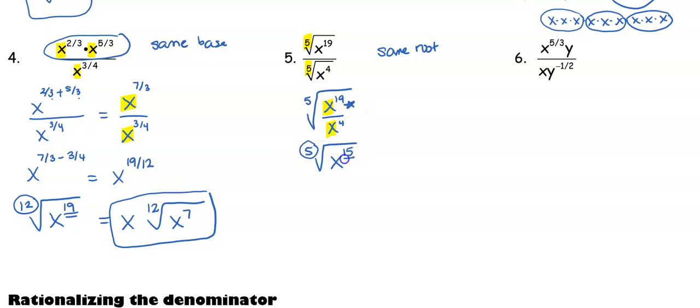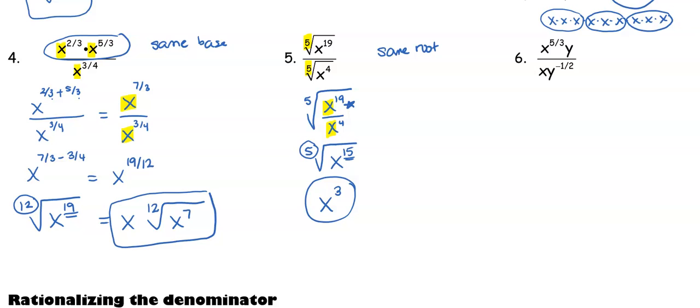I need groups of 5, and I have 15. We know that 15 makes exactly 3 groups of 5. That means I have no leftovers. If I don't have any leftovers, I don't have anything left inside of the radical. This comes to be x to the 3rd. No fraction, no radical.